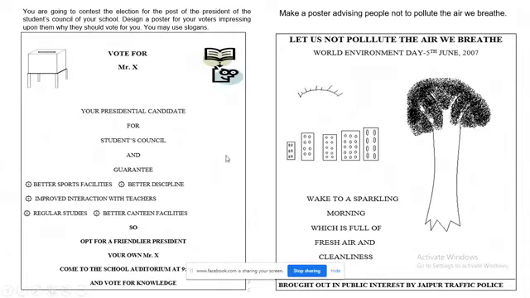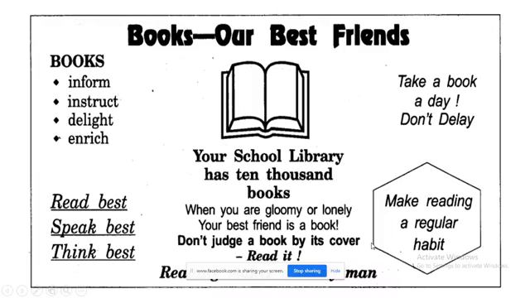So here is one for some election campaign. You may see here. And here for people not to pollute the air we breathe, so to stop air pollution. Simple design, simple drawings with information. Here is one from some library. Importance of books. And here should be issued by library. Okay. So see how the alignment.